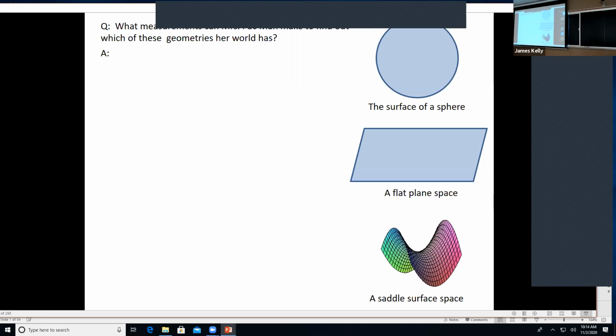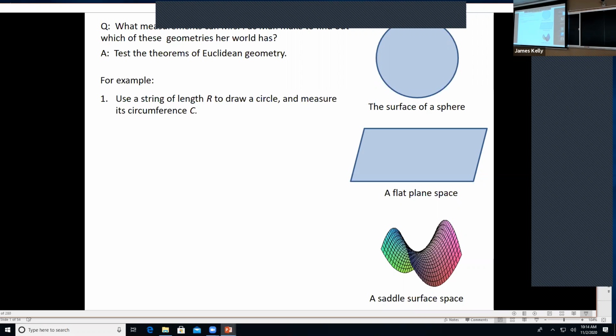And it has different properties than this other one. This looks like a disc, but it's actually supposed to be a spherical surface. So what she's going to do is test the theorems of Euclidean geometry, and I'm assuming these are basic ideas you've all heard of before, okay? So for example, she can use a string of length r to draw a circle and measure its circumference. We'll call the circumference c.